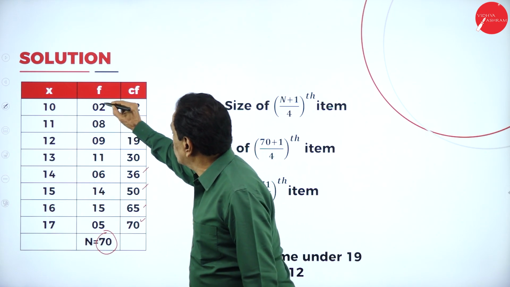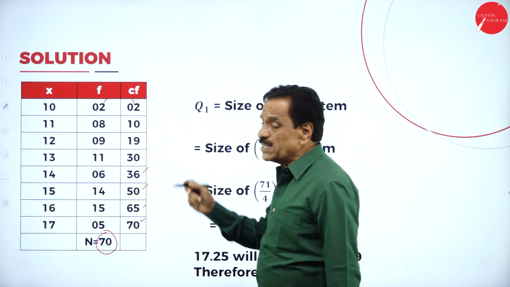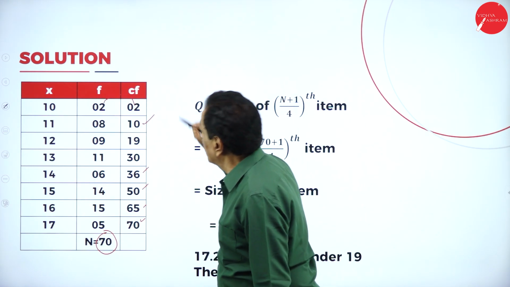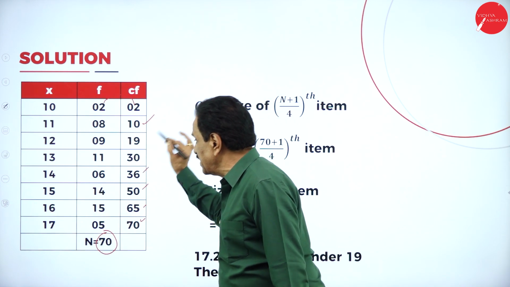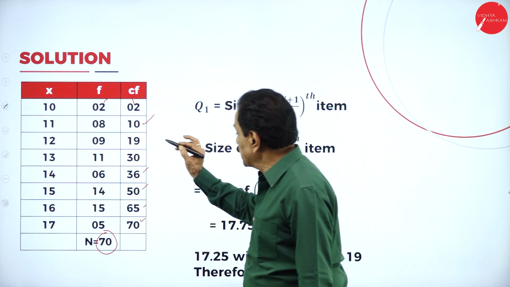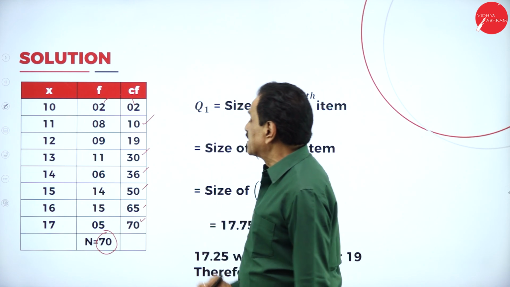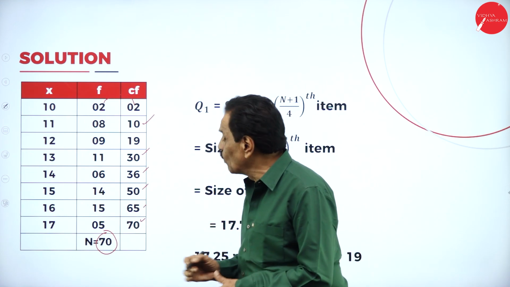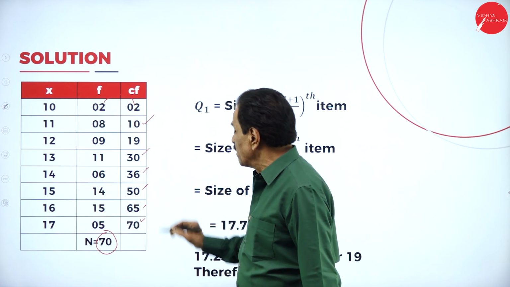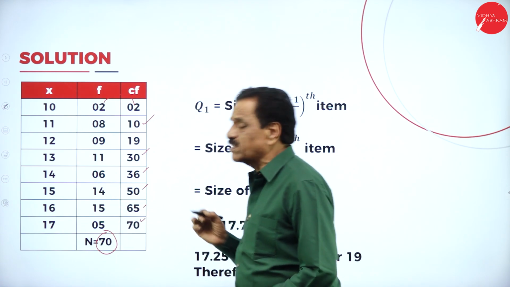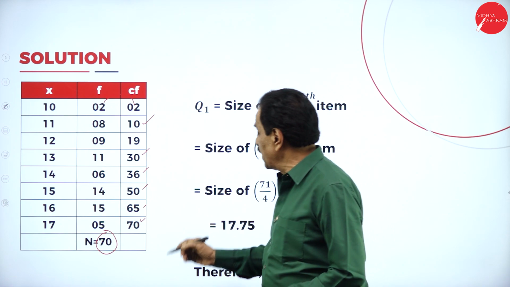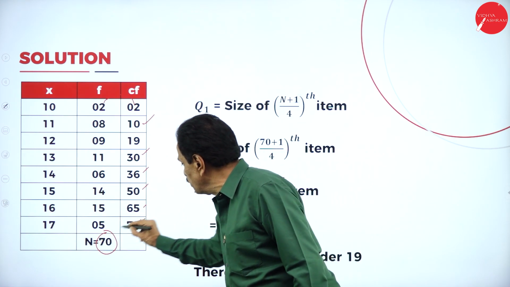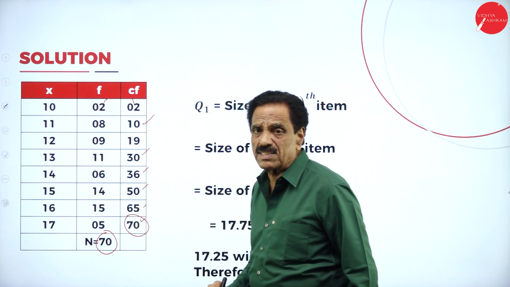What's the first number? 2. 2 plus 8, 10. 10 plus 9, 19. 19 plus 11 is 30. 30 plus 6, 36. 36 plus 14, 50. 50 plus 15, 65. 65 plus 5 is 70. So this number and this number should be one and the same.